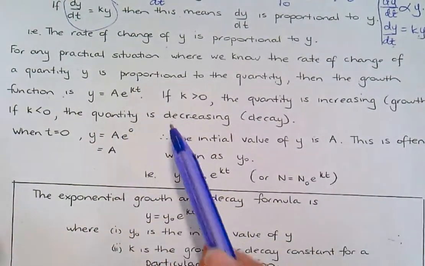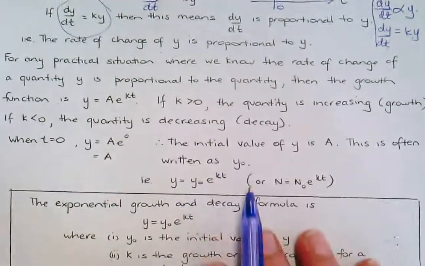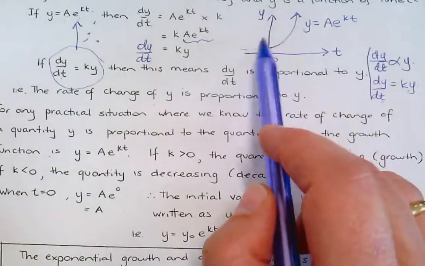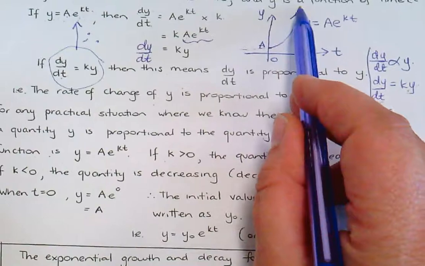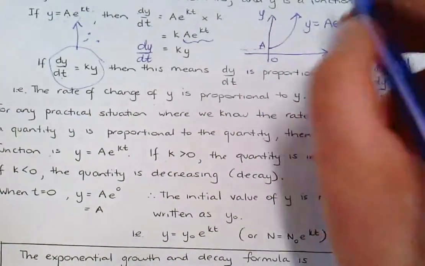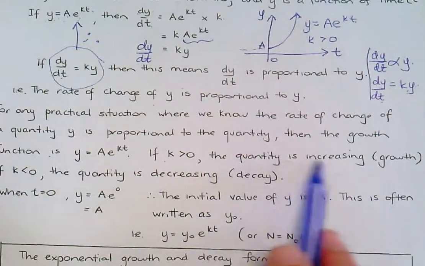You might be asked to prove it sometimes as well. Now, if k is greater than 0, in other words, if k is positive, we have an exponential growth situation. The quantity is increasing.